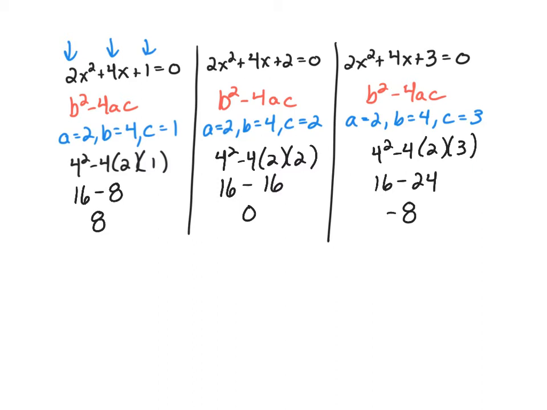Now that I've found the discriminant for each problem, I can determine how many real solutions I'm going to end up with. In the first one, we look at the positive 8. If I get a positive number, a number greater than 0, that tells me that I have 2 real solutions. If I get 0, I have 1 real solution. And if I get a negative number, I have 0 real solutions.